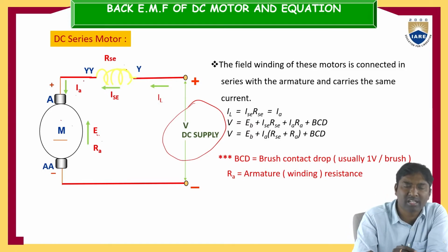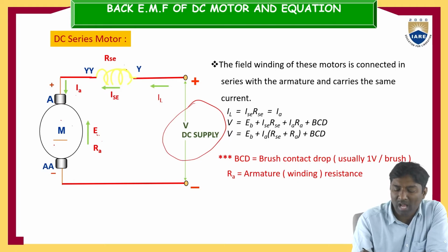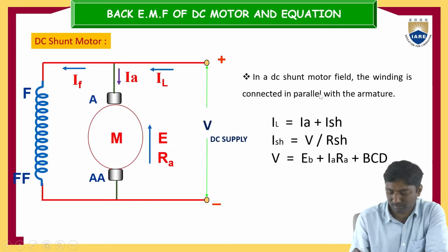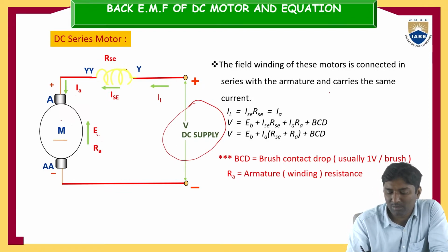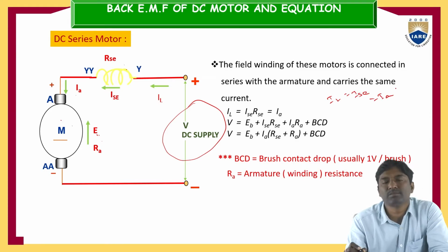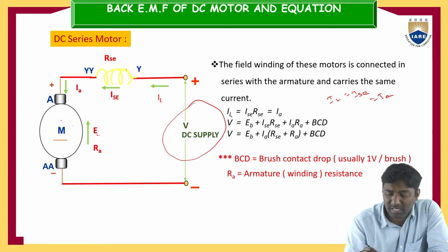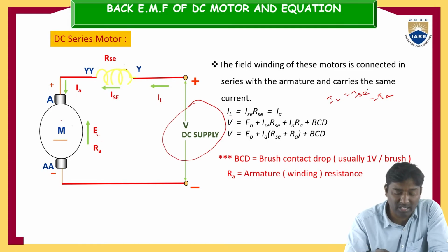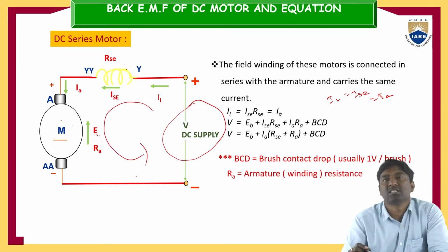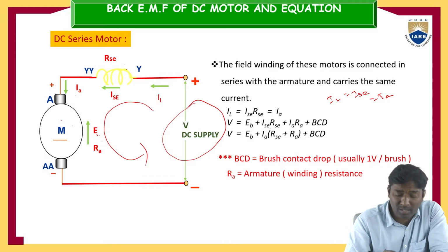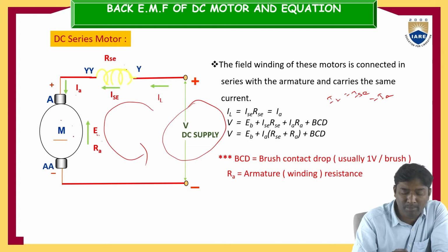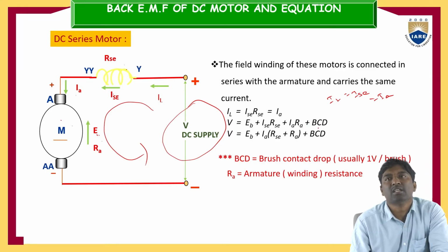Because these are all connected in series, IL is equal to ISC is equal to IA, because all are connected in series. Now you can apply loop analysis here. If you apply the loop analysis, V is equal to EB plus IA into RA plus ISC into RSC plus BCD, which is nothing but what?